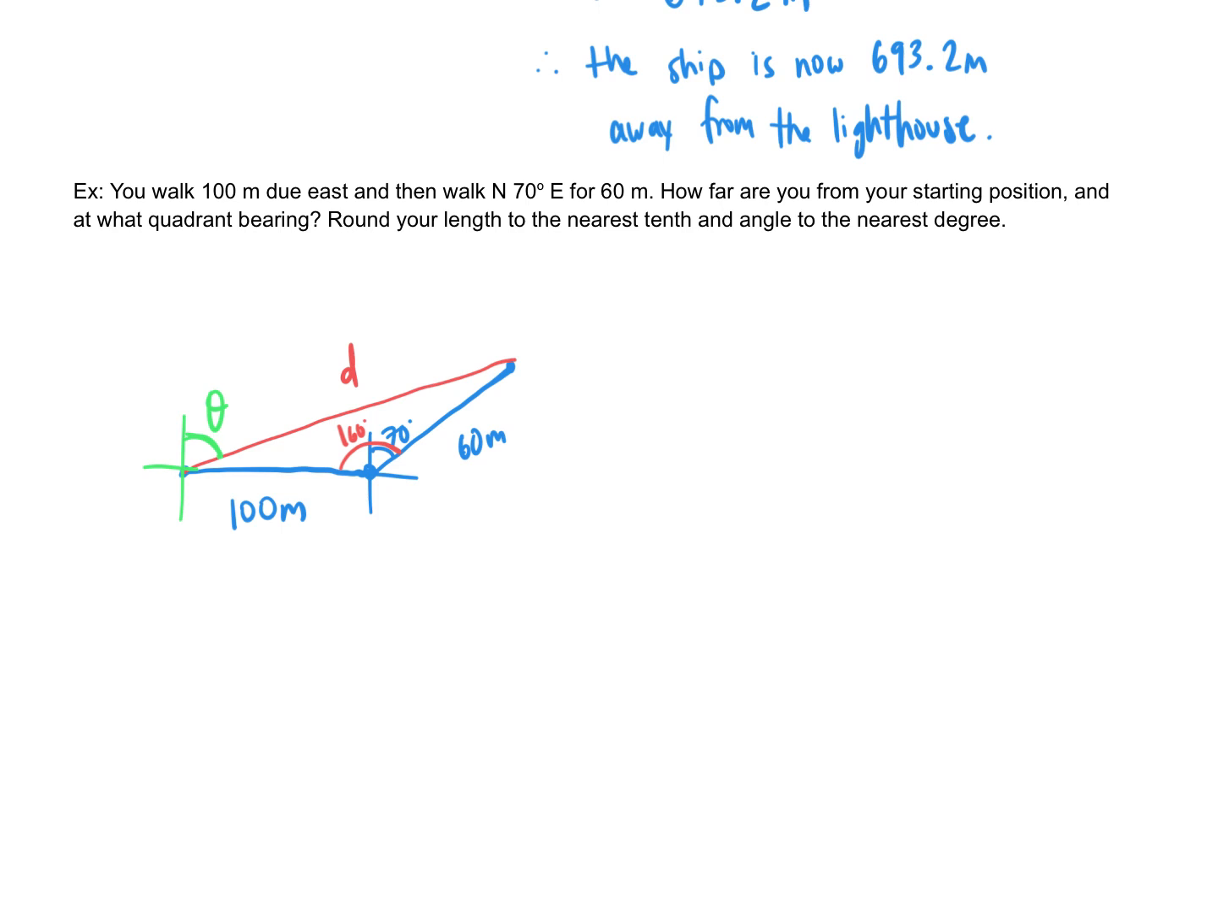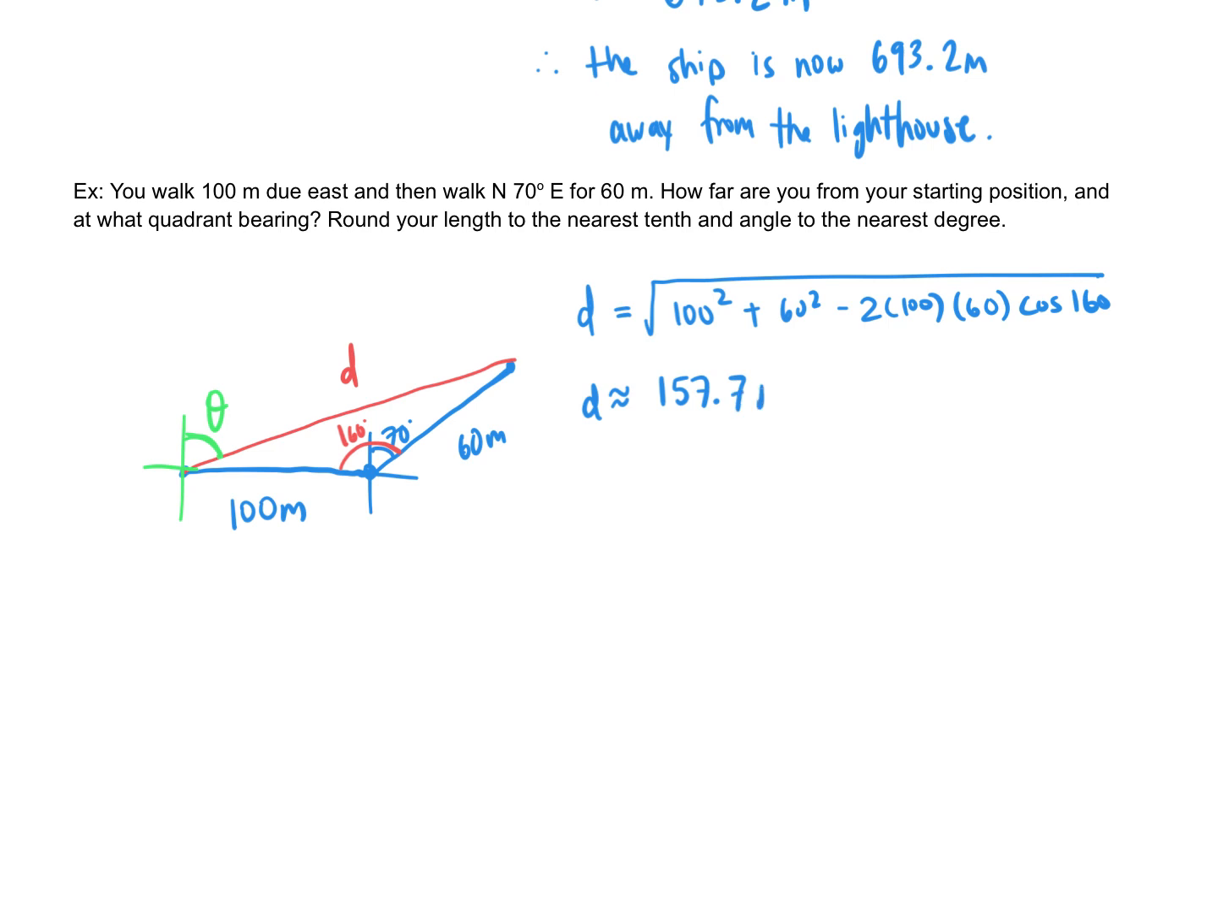This is perfect for a cosine law. So our distance squared equals, or, since we know that we're going to square root both sides, we can just say the distance equals the square root of, just get that out of the way right away. Our two contained sides squared minus double those two sides times cos of their contained angle. So we'll punch that into our calculator, and we get 157.7 meters, which I will go in and label. And now we have the distance, great.